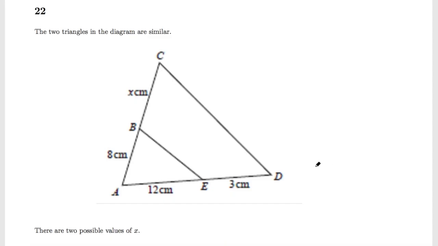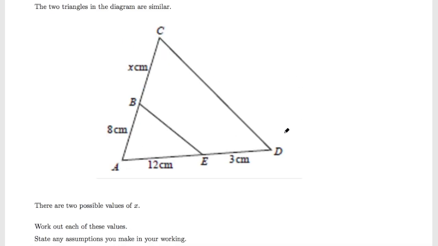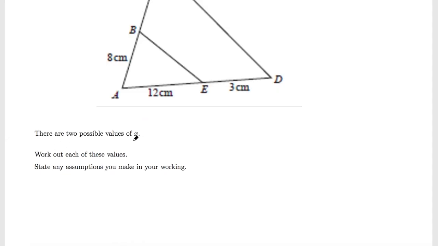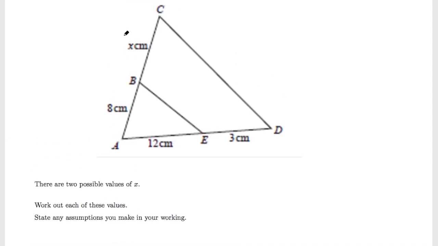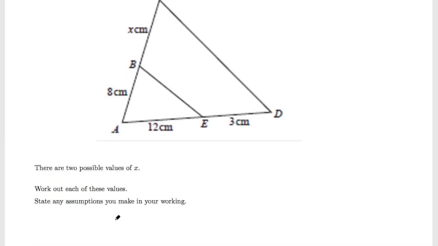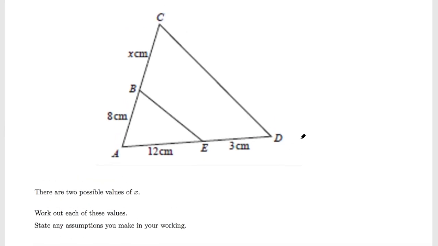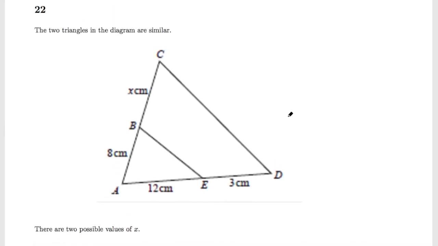Okay, question 22 says the two triangles in the diagram are similar. So here we've got ACD and ABE, these two triangles here. There are two possible values of x. Here's x. Work out each of these values. State any assumptions you make in your working. Okay, so we're told they're similar. So what we know about similar triangles is that all of the angles are the same and all of the sides are in the same ratio.